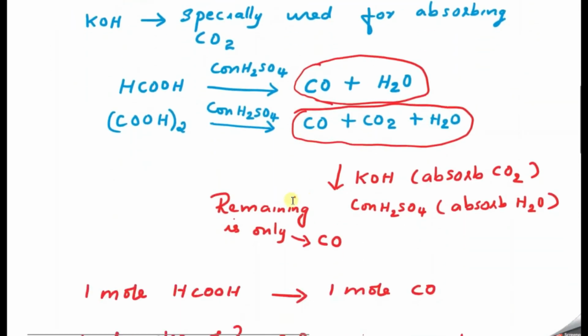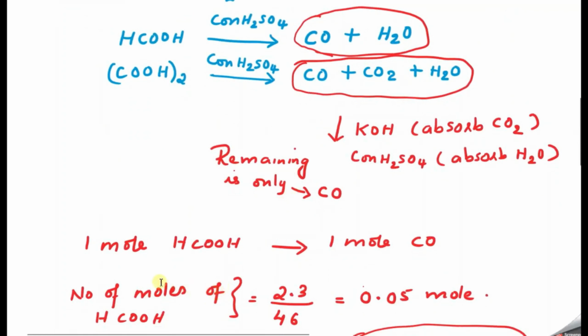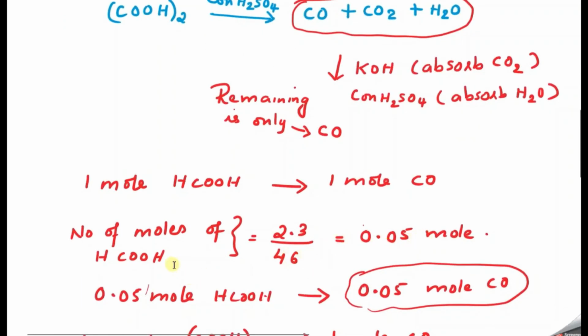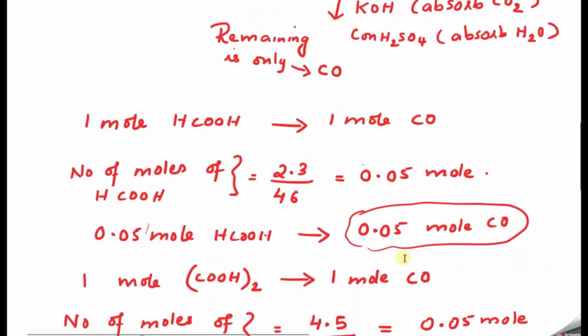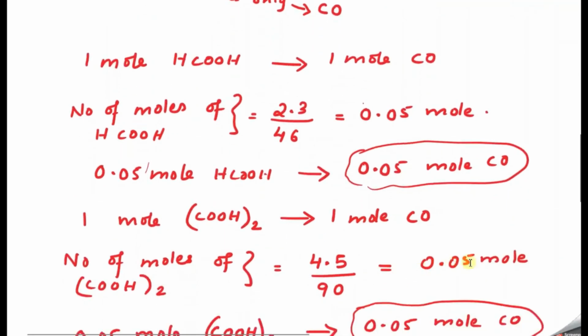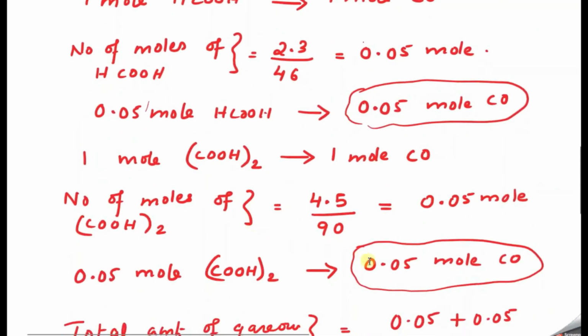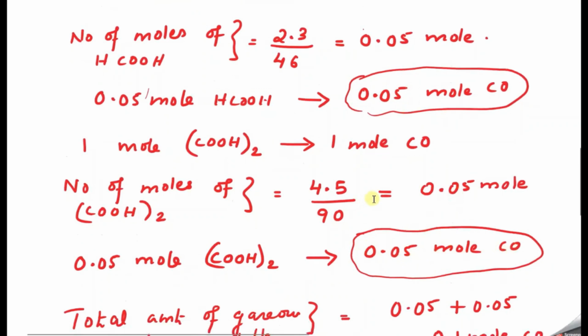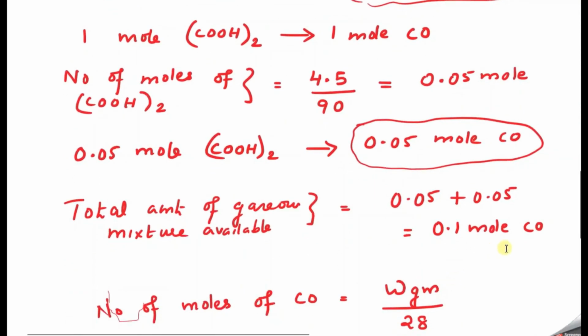Next we need to calculate from the given data: 0.05 mole of formic acid can give rise to 0.05 mole of carbon monoxide. Similarly, 0.05 mole of oxalic acid can give rise to 0.05 mole of carbon monoxide. So the total carbon monoxide available after the reaction is 0.1 mole.